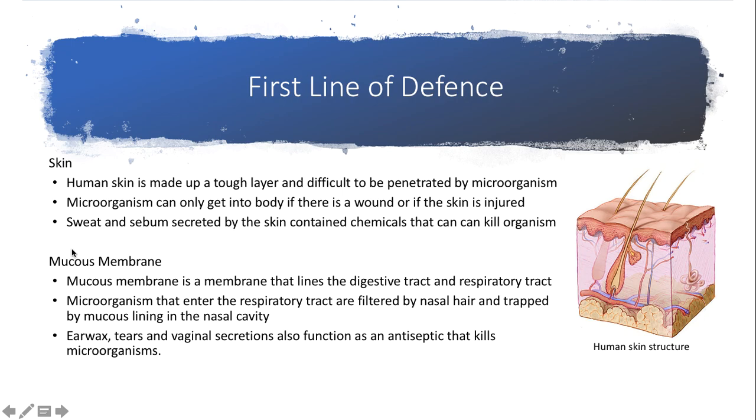Okay, and then apart from that, the second one is mucous membrane. Mucous membrane ni basically membrane mucous ataupun bahasa mudahnya lah, kita panggil macam hingus kamu tu. Hingus tu adalah sejenis mucus. So, the first point, mucous membrane is the membrane that lines the digestive tract and respiratory tract. Mucus ni macam lendir tau. So, it's actually lining the digestive tract and respiratory tract.